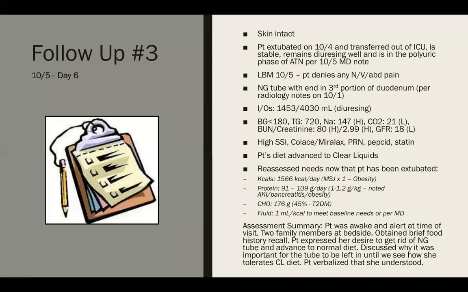All right, we will now go on to follow-up number 3, which is on October 5th, and this is patient's day 6. Skin remains intact. Patient was extubated yesterday successfully and transferred out of the ICU. She's stable, she remains diuresing well, and is in the polyuric phase of ATN, and that is per the MD's note this morning. She also had a bowel movement today, which is great, and she denies any nausea, vomiting, or abdominal pain. NG tube is still placed.